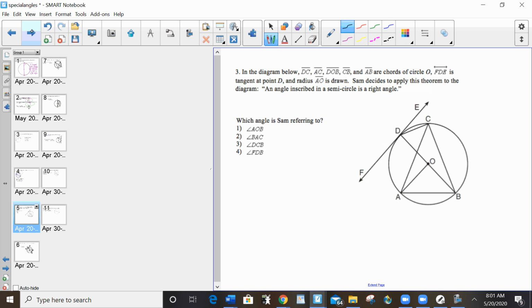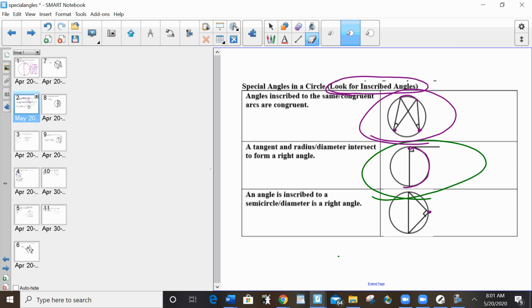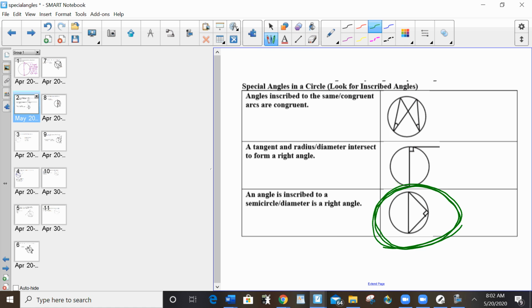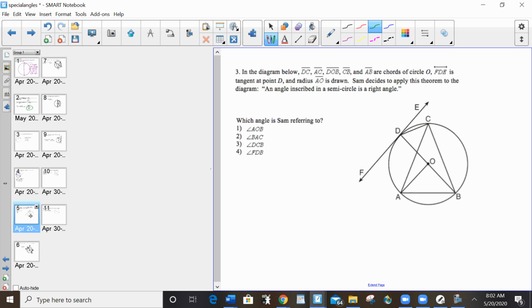In the diagram below, Sam decides to apply this theorem to the diagram. An angle inscribed in a semicircle is a right angle. So it's talking about, let's just clear this so it's a little bit nicer, this rule. So whichever angle represents that is going to be your answer. So let's go through the choices and see.